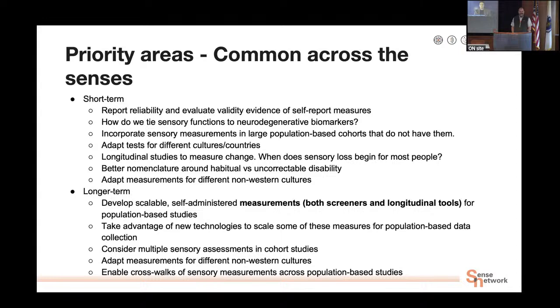The last thing was question development and psychometric testing of self-reported measures across all senses, and then relating those self-reported measures to gold standards, which kind of goes to the goal of having scalable population-based measures. If we had great self-report questions, we could just field those.